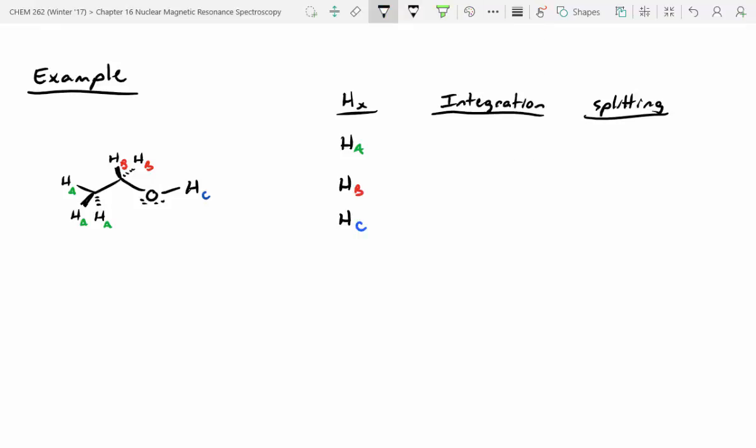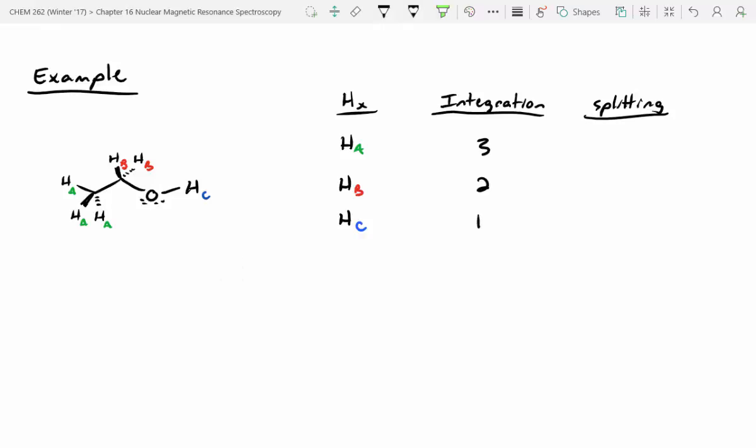All right, relative integration for HA. What should it integrate as? What's the size of the peak? So HA? We've got 3 protons making it up, right? So the relative size of the peak will have a relative size of about 3. Versus HB, which will have what relative size? 2. So it'll be a little bit smaller than the peak that we should see for HA. And then HC should have what? 1. Okay.